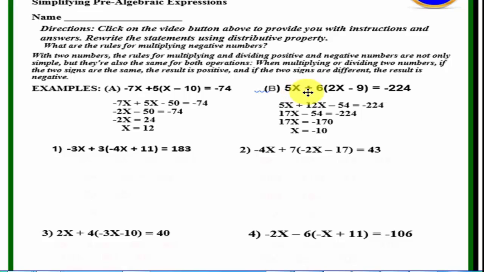Let's look at this one. 5x plus 6 times 2x minus 9 equals negative 224. Okay, 5x plus, now 6 times 2 is 12x, minus, and 6 times 9 is 54, equals negative 224. Now 5x plus 12x equals 17x minus 54 equals negative 224. And 17x equals, now we're going to add a positive here, right? So positive added to a negative is a negative 170. So divide 170 by 17, x equals negative 10.